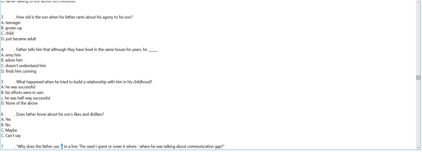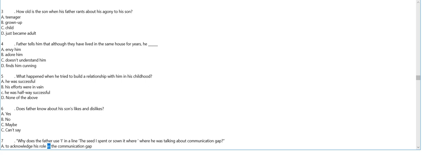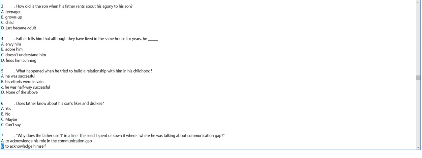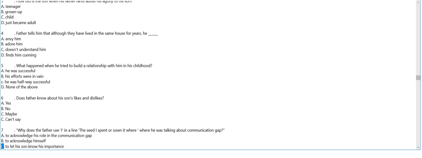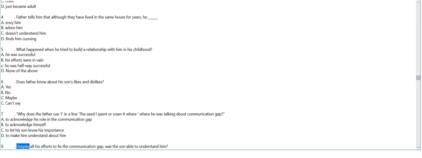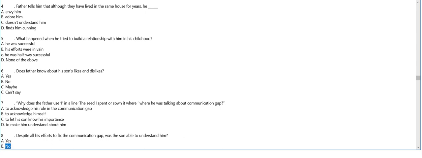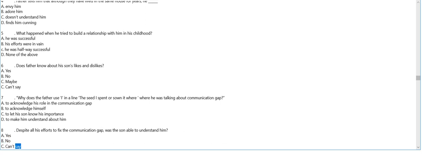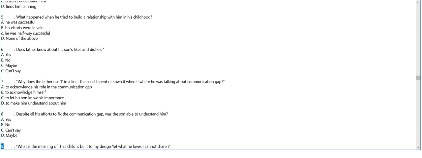7. Why does the father use I in a line, the seed I spent, or sown it, where he was talking about communication gap? A. To acknowledge his role in the communication gap. B. To acknowledge himself. C. To let his son know his importance. D. To make him understand about him. 8. Despite all his efforts to fix the communication gap, was the son able to understand him? A. Yes. B. No. C. Can't say. D. Maybe.